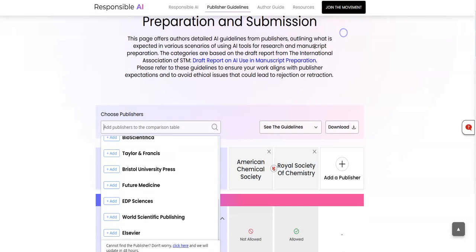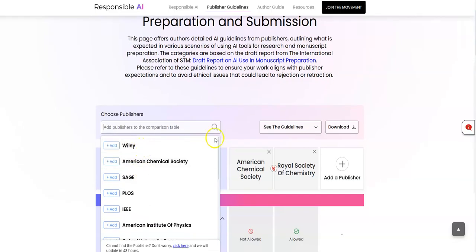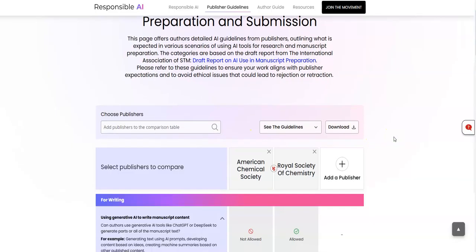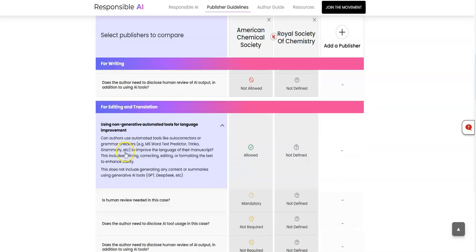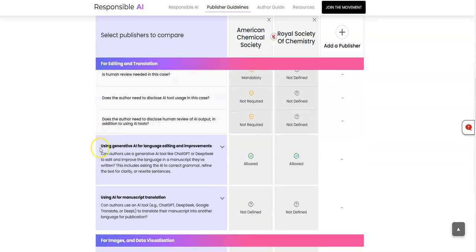You could look at other publishers, like Elsevier or Wiley, whichever one you're trying to publish a paper in, and get a sense of what's allowed and what's not allowed, and what you need to disclose or not disclose. What I'm talking about in this video is under the editing. We're going to use generative AI for language editing and improvements, right? So we already wrote something and we're going to use AI tools to improve it.